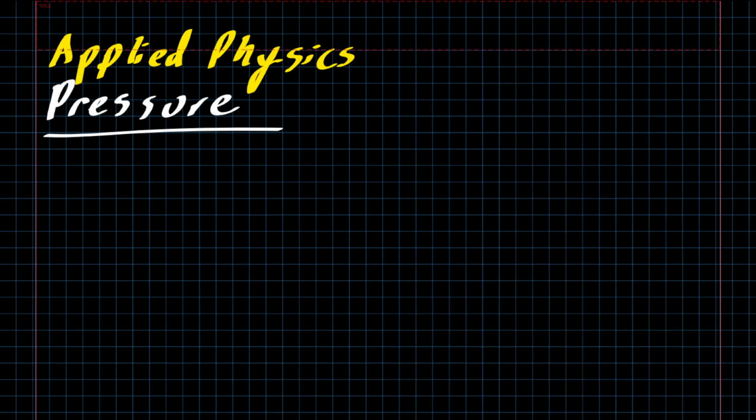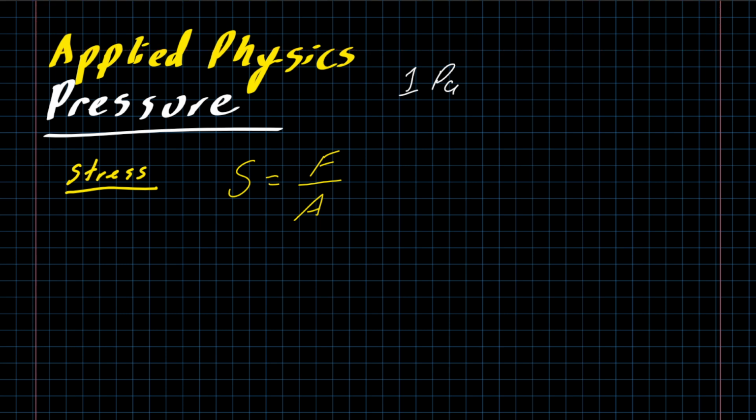Mathematically, we describe this sort of behavior as stress. The formula for stress, we'll use a capital S to represent the stress, and it's simply the force divided by the area. In the SI units, the unit of stress is the pascal. I think this is the first unit we've come across where we use two letters to represent the unit, but capital P lowercase a is a pascal.